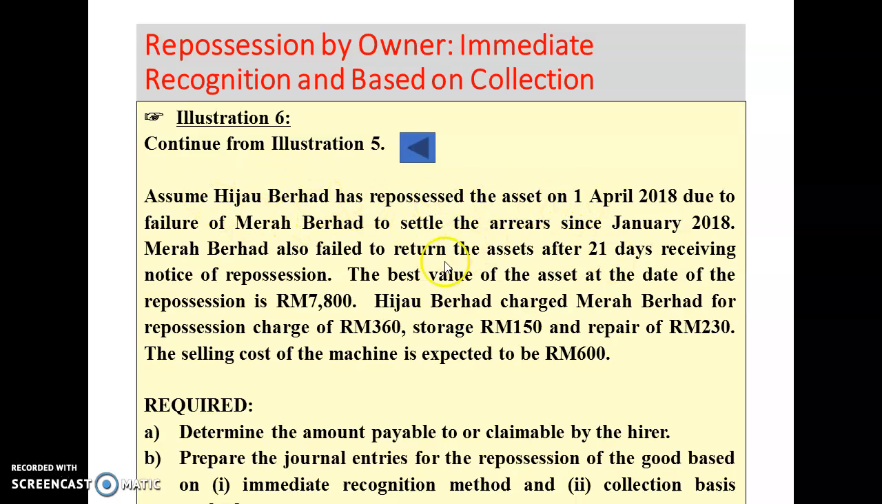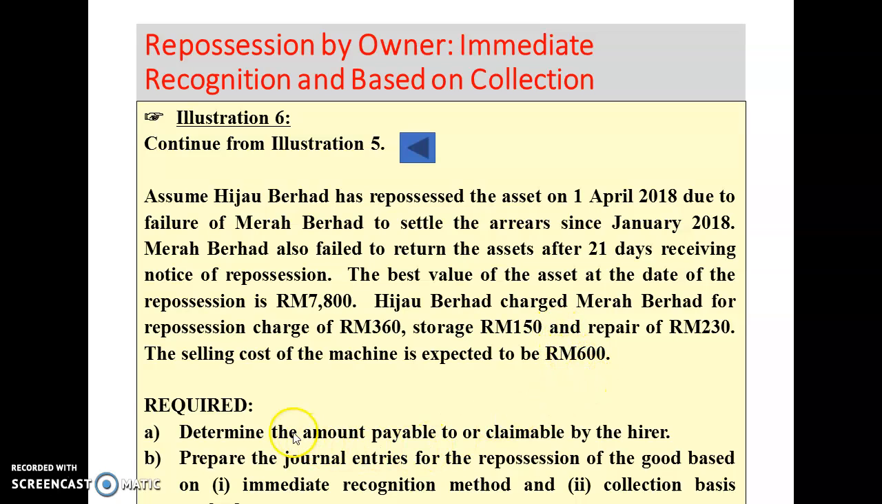He repossessed the asset. Now, given that the fair value of the asset at the date of repossession is 7,800, this indicates the repossessed goods value. Then there is a repossession charge of 360, storage cost of 150, and repair of 230. All these costs need to be paid by the hirer. Given also that the selling cost of the machine is expected to be 600, this is also a selling cost which needs to be included.